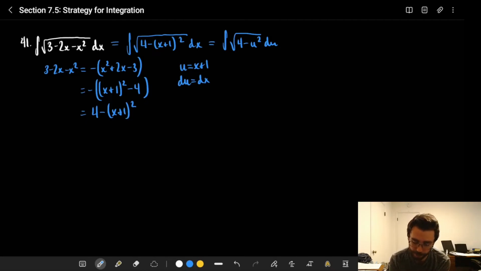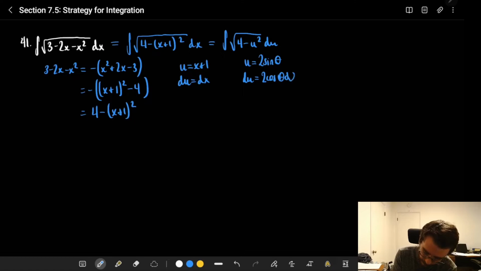It's not 1 over that, so you don't get arcsine right out of the gate, but you could definitely do u as 2 sine theta. Is that right? Yeah, 2 sine theta. du is 2 cosine theta d theta. So this becomes the integral, lots of substitutions, of square root of 4 minus 4 sine squared with an extra 2 cosine theta because of the du.